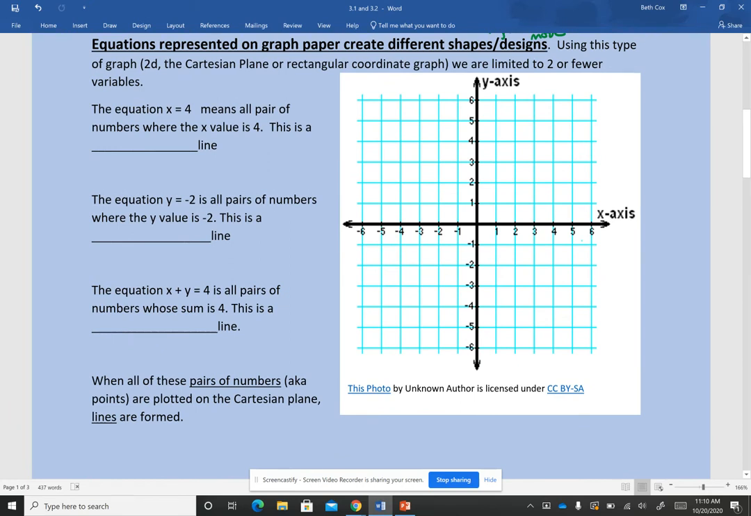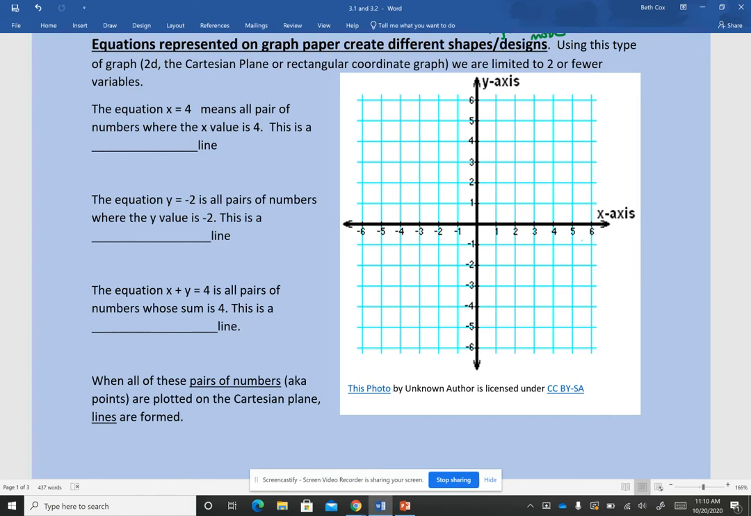Okay, so now equations. Equations on graph paper represent or create different shapes and designs. We're going to use this type of graph, which is what we call a two-dimensional graph, also known as the Cartesian plane, also known as rectangular coordinate graph. We're limited to only 2 or fewer variables. So we can create different things on this using information about an x, or information about a y, or an x and a y.